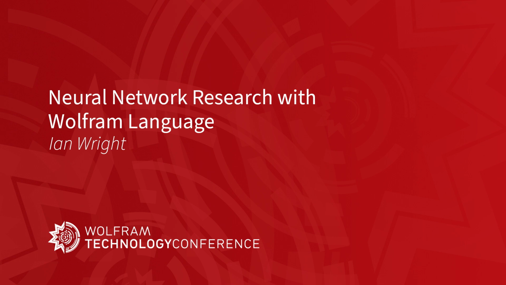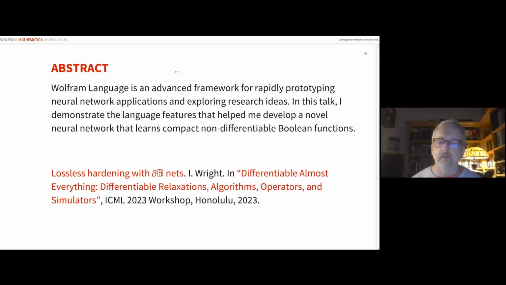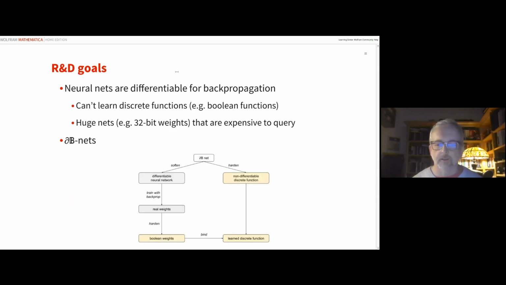My name is Ian Wright. I'm a machine learning engineer at GitHub. And today I want to talk about my experience using the Wolfram language for neural network research. In particular, I want to give an overview of how I use the various language features to rapidly explore and prototype a new kind of neural network. So let's get straight into it.